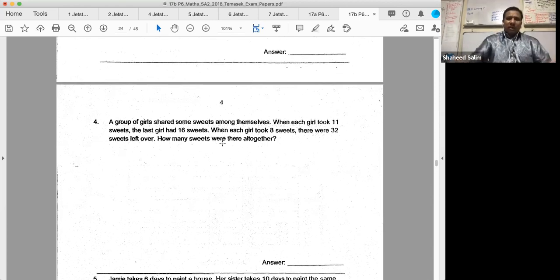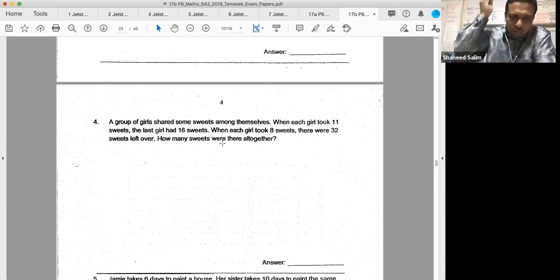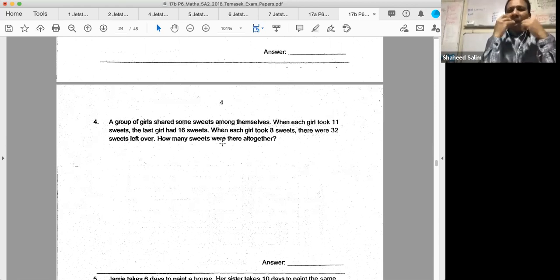Okay, this is a little bit tricky. When I look at the answer key, they use algebra. Don't use algebra. You do this. You believe you can. A little bit tricky lah. I'll show it to you.